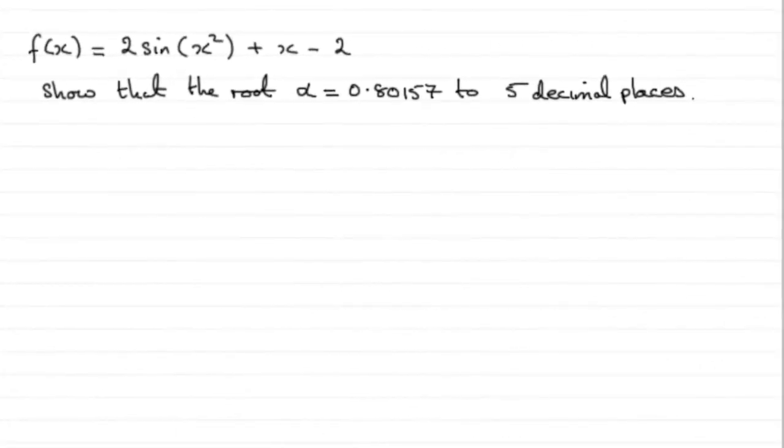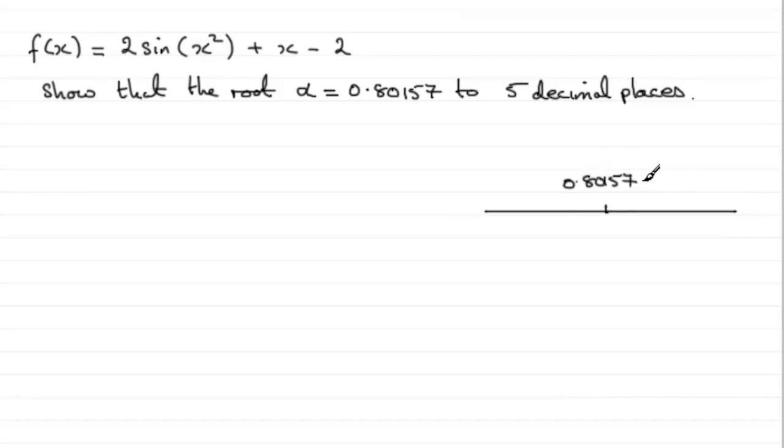Now for the last part of this question then, we've got to show that the root alpha equals 0.80157 to 5 decimal places. And to do this, what I do is I draw a number line and I put the root that we're testing, alpha equaling 0.80157, in the middle of this number line.